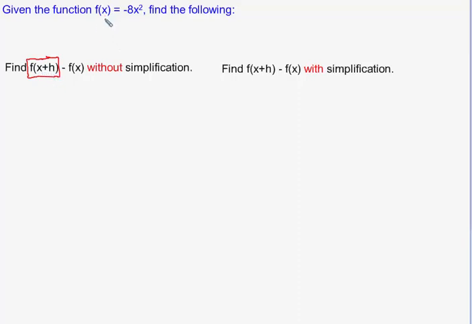And as function notation goes, if I replace this input variable with x plus h, then I have to replace this input variable with x plus h. So copying the equation down, negative 8x squared, where I see the letter x, I'm replacing it with the quantity x plus h. And then don't forget that it was being squared. So this expression is what you get out when you evaluate the notation f of x plus h.